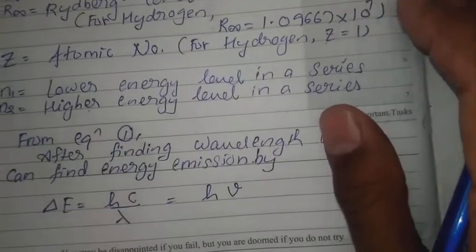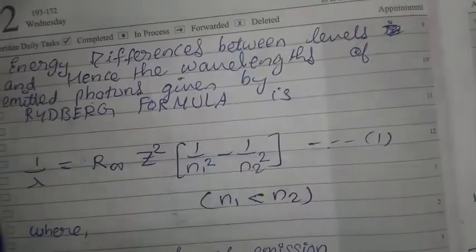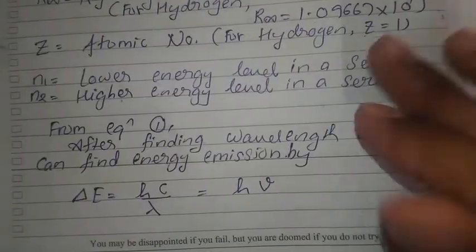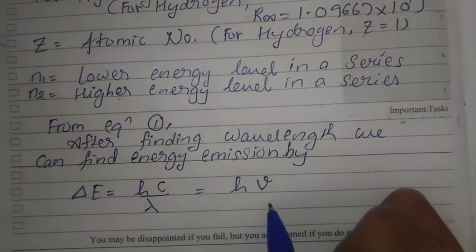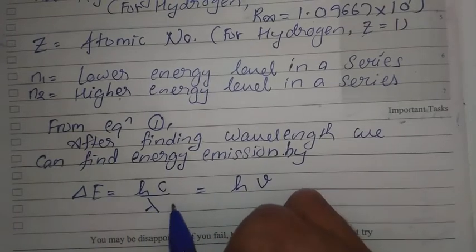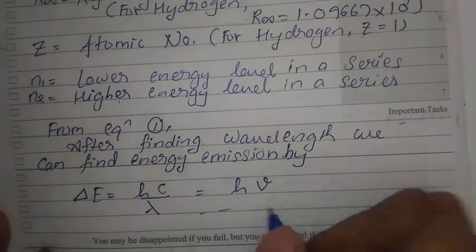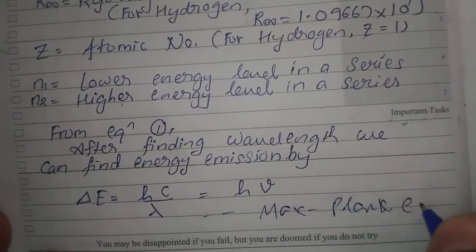Now, from equation 1, that is this equation of wavelength, we know very well the Max Planck equation, E equals h nu, and nu equals c by lambda. So delta E is hc by lambda, or equal to h nu. This is called the Max Planck equation.